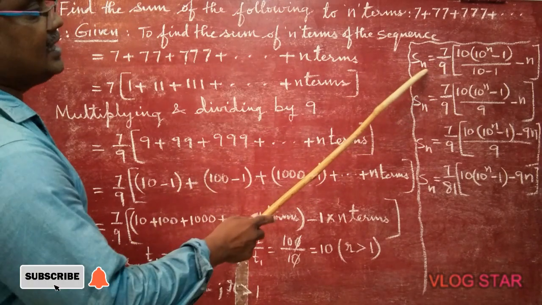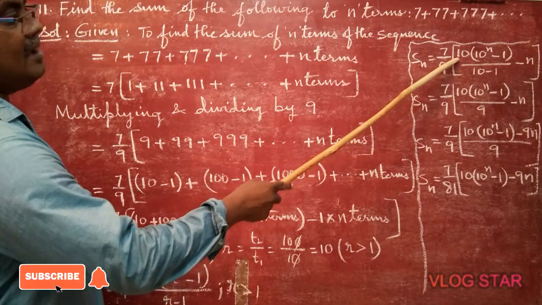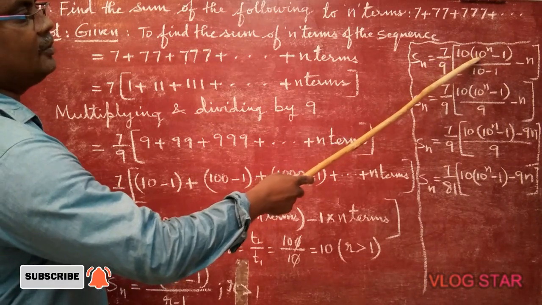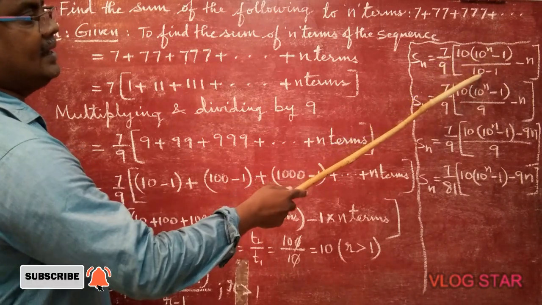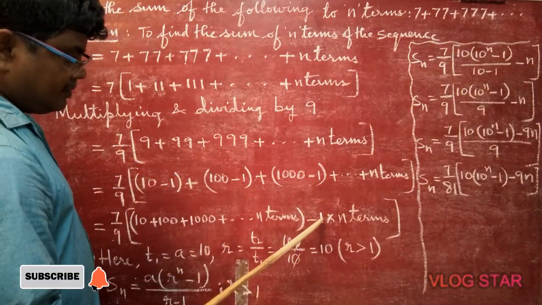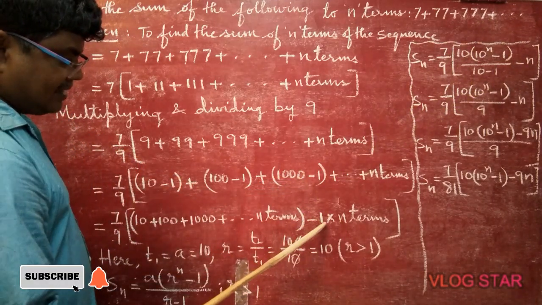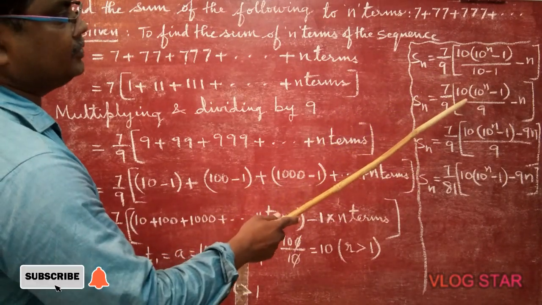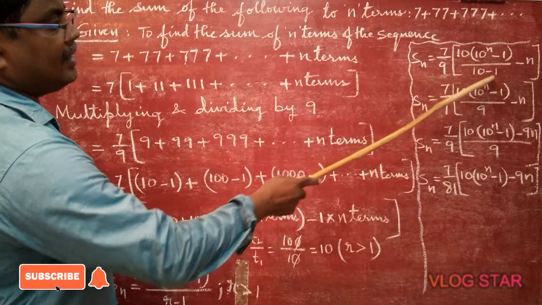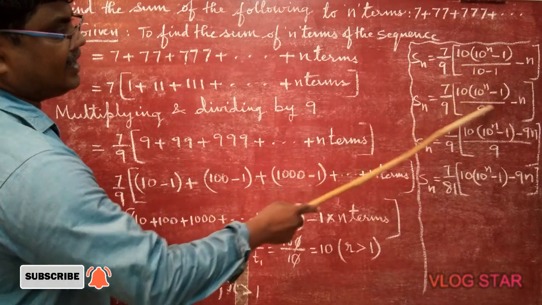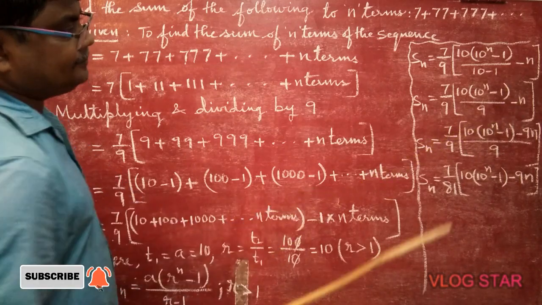Now Sn is equal to 7 by 9 as it is. A is 10, R also 10. 10 into 10 to the power of n minus 1 by 10 minus 1, and minus n. How did we get minus n? 1 n times is n, and minus is there. Now 10 minus 1, how much? 9. So 10 into 10 to the power of n minus 1 divided by 9, minus n.